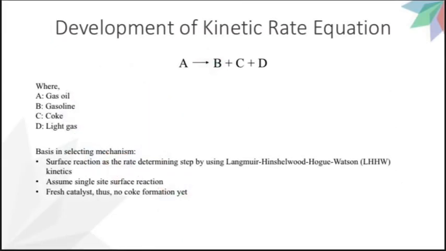The important part in reaction mechanism is the development of the kinetic rate equation. The chemical equation is A forming into B plus C plus D, where A is gas oil, B is gasoline, C is coke, and D is light gases. There are some bases applied in selecting the mechanism. First, surface reaction as the rate determining step, by using Langmuir, Hinshelwood, Hougen-Watson kinetics. Second, assume single-site surface reaction. And third is fresh catalyst, where there is no coke formation.